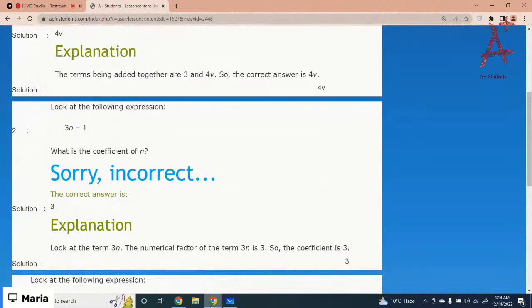Got it? Look at the following expression. What is the coefficient of n? Coefficient means the number that is written with the variable n. The number written with the n is 3. So the coefficient of the term 3n is 3. Got it?